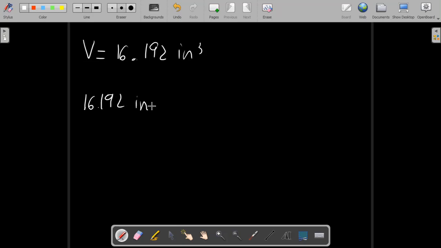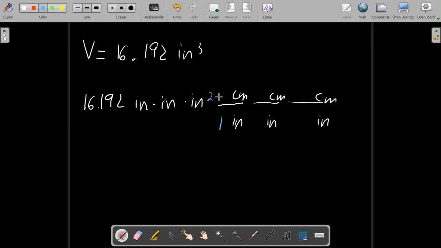It means that you have inch times inch times inch. Each one of them needs to be changed into centimeters. So open 3 fractions. I'm going to put 1 inch here, 1 inch here, and 1 inch here. So I'm going to have my centimeters here, and centimeters here. Each one of them needs to be converted into centimeters. How are they related? We said that 1 inch is 2.54 centimeters, each one of them.